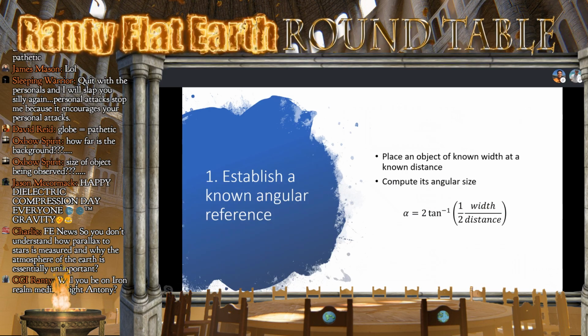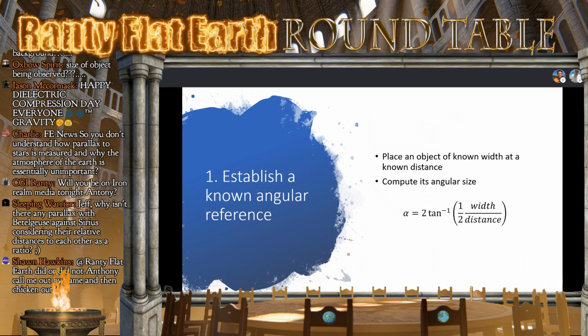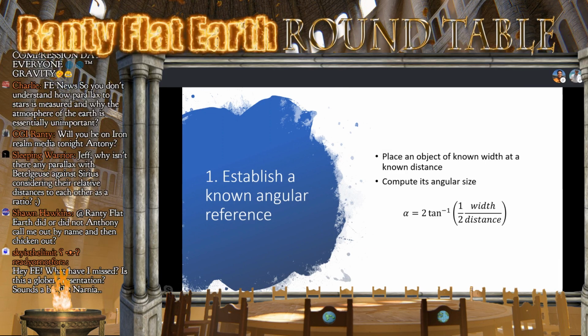So I'm now going to follow the actual steps with an observation I made just this morning on the top of a parking garage in New Brunswick, New Jersey. First thing I do is I establish a known angular reference. I'm going to place an object whose size I actually know at a distance I know, and I'm going to compute its angular size. There's a simple function for this.